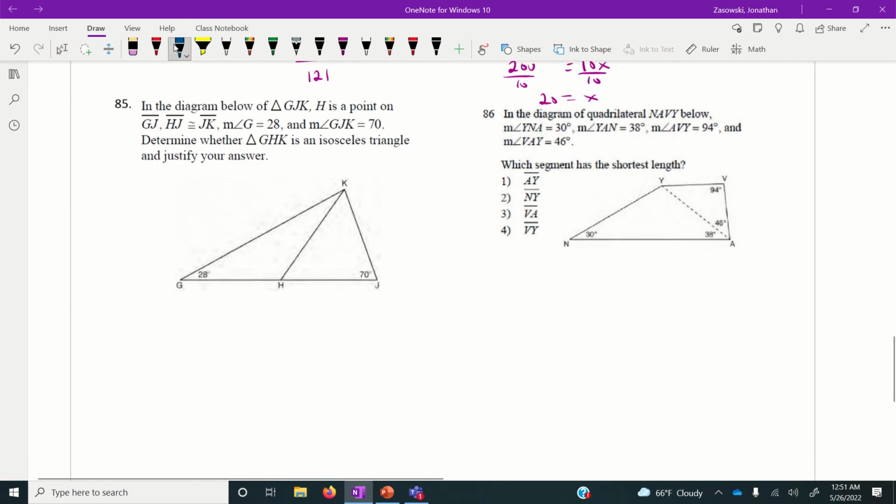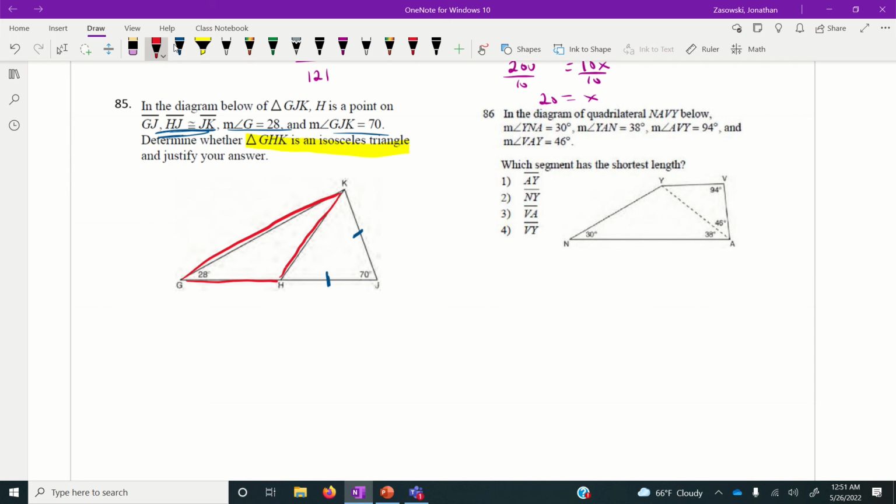All right, two more. Number 85. So once again, we got a diagram below. We have the angles labeled already for 70 and 28. And the important thing here is it says these two sides are congruent. Now be careful. Don't mark down these two because that's not the two we're looking at. HJ, that's this bottom side, and JK. All right, now our job is to determine whether this triangle is isosceles. So GHK is actually this triangle right here. So we want to know, are there two angles in this triangle that have the same measure?